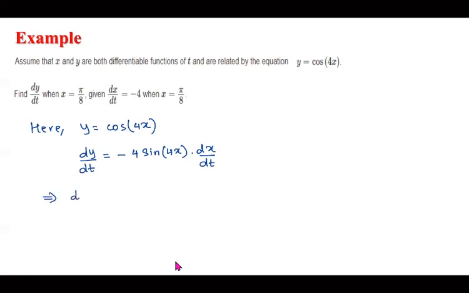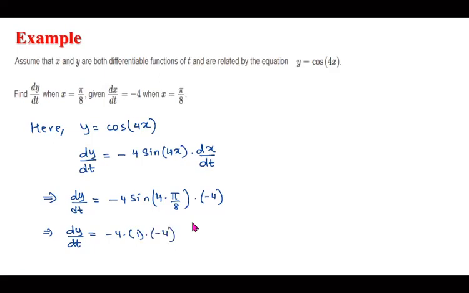So this implies dy over dt is equal to -4 sine of 4 times the value of x, which is given. Value of x is pi over 8. Pi over 8 multiplied to dx over dt, which is also given. dx over dt is -4. So dy over dt is equal to -4 multiplied to sine pi over 2, which is 1, multiplied to -4, that is equal to 16. So the rate of change here, dy over dt, is equal to 16. The rate at which x is changing is -4. The rate at which y is changing with respect to time is 16.